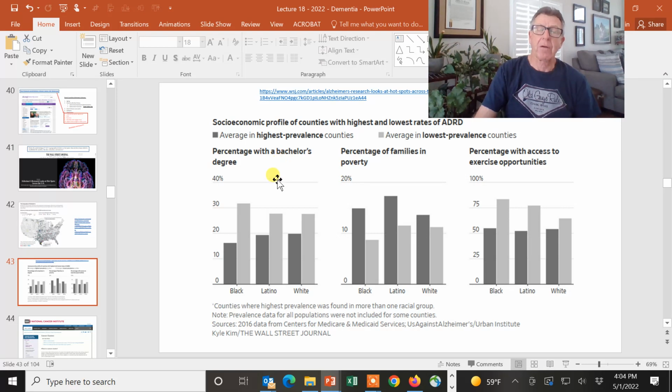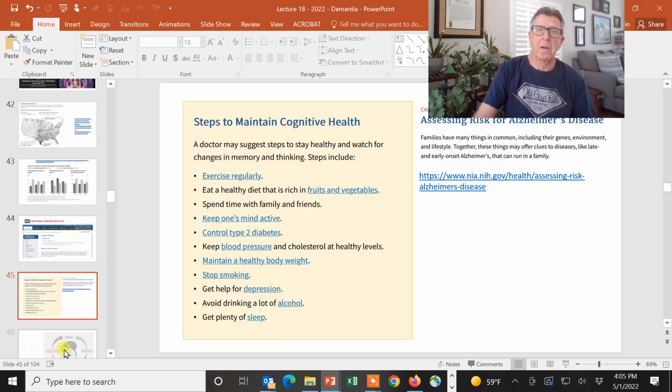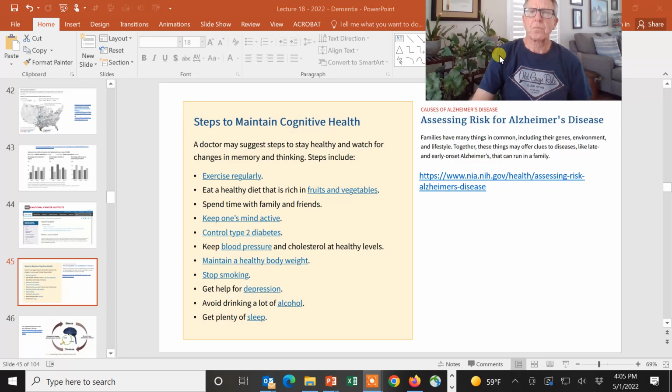We see that when you have education tapped in, we can look at Black, Latino, and white, and how that taps into prevalence. We can see poverty. Exercise. And again, I just encourage you to look at these and see how these social factors tap in. Like I said, the very same approach is used for looking at cancer clusters or cancer hotspots.